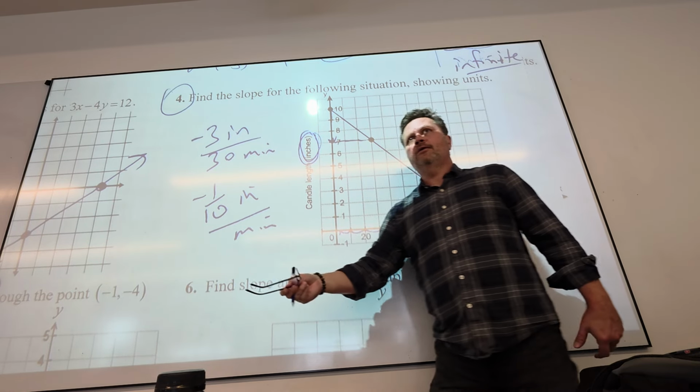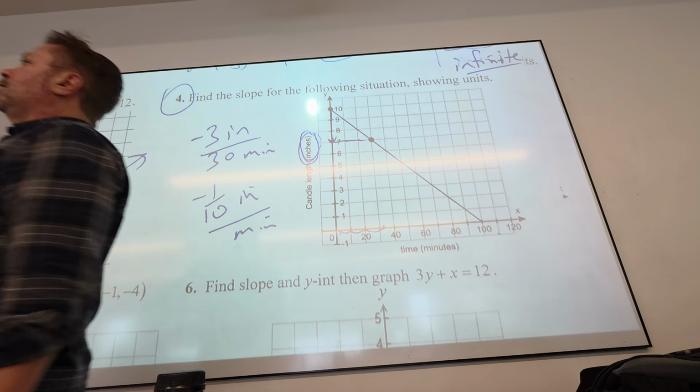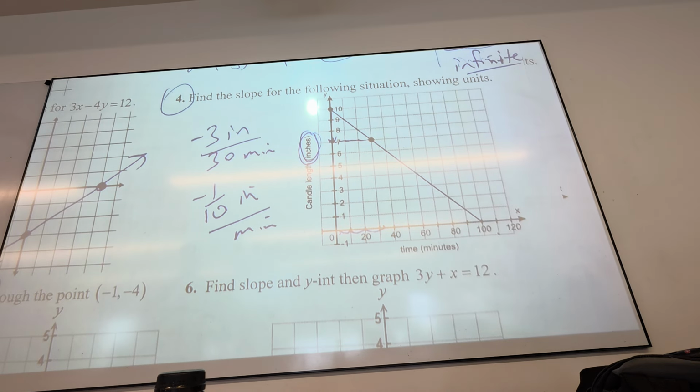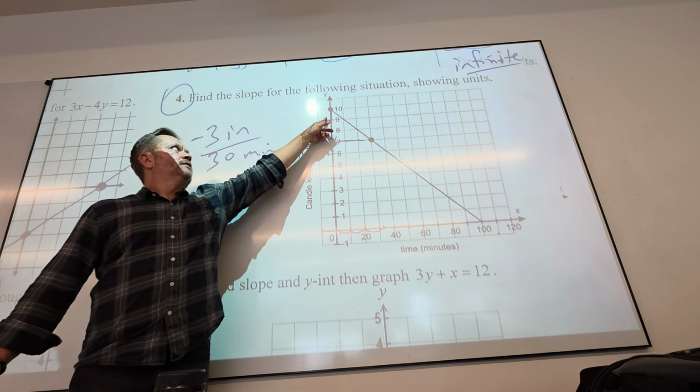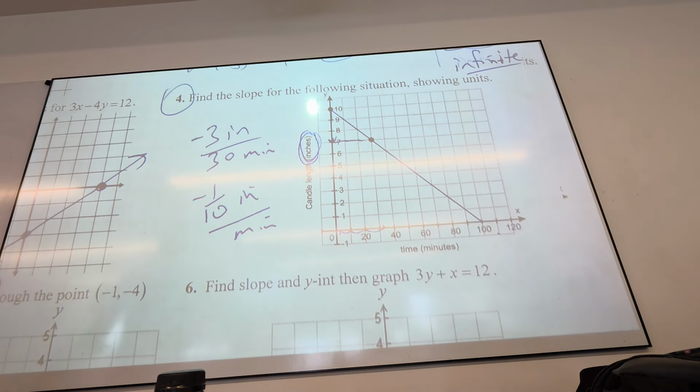So if I let the candle burn for a minute, it's going to lose 1/10 of an inch. If I let it burn for 10 minutes, it's going to lose an inch. So it takes 100 minutes for this thing to burn away. Can anyone tell me how tall the candle is? 10 inches. You know that because before it started burning, it was 10 inches tall. Before any burning happened, at 0 minutes, it was 10 inches tall. Since it loses an inch every 10 minutes, it takes 100 minutes for it to lose all of itself. You just become a puddle of wax.